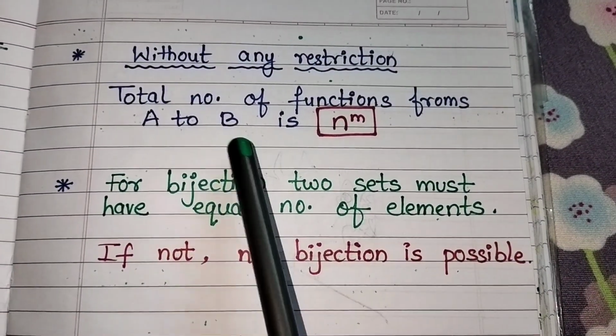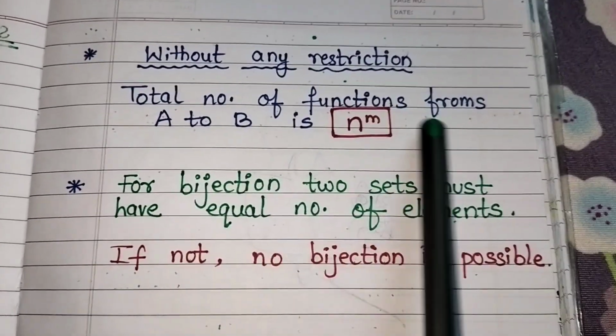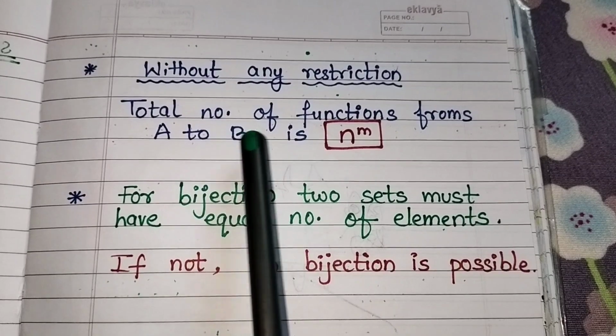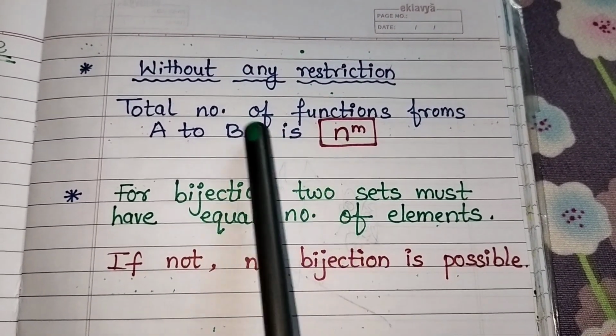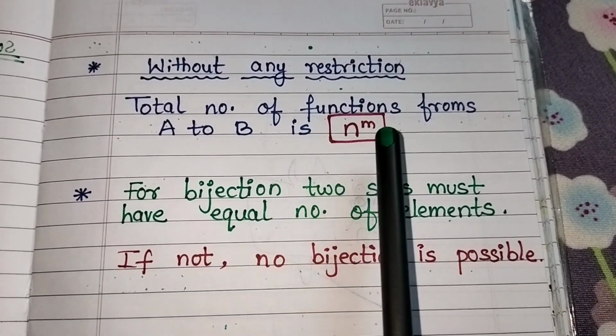Okay, the last two results are now without any restriction. Just you have to find the number of functions from the set A to B. So that is going to be n raised to m. Now it is not about 1 1 and onto, it is just about the functions. How many functions are there from a set A to B? That you can define as n raised to m.